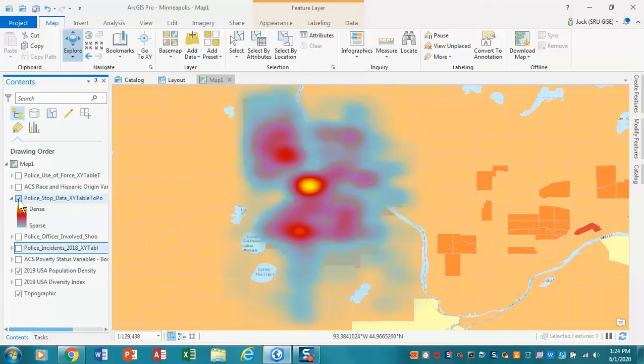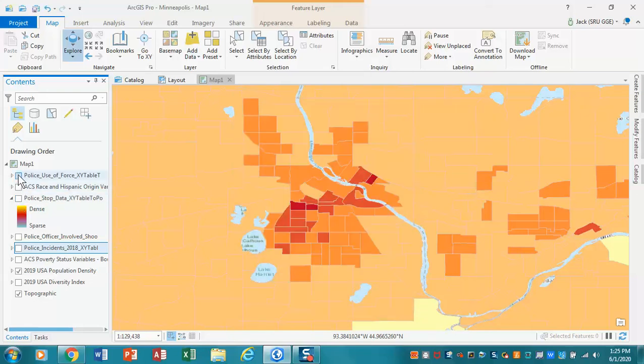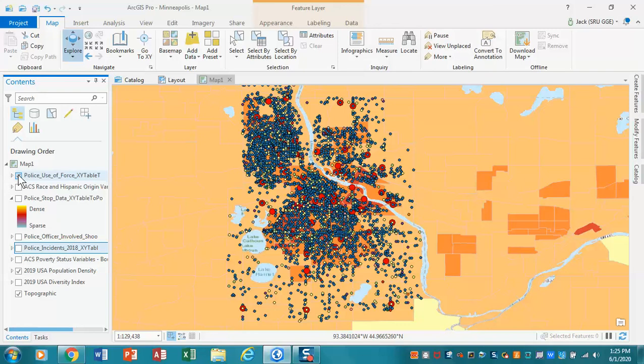But the other issue, of course, that comes into play is police use of force. Now, one would expect that instances of police use of force should parallel the number of stops. In other words, if you're going to have more stops, you're going to have more of these incidents. And if we bring that up, this is the use of force. And you'll notice that we have, again, to some degree, this density of force here.